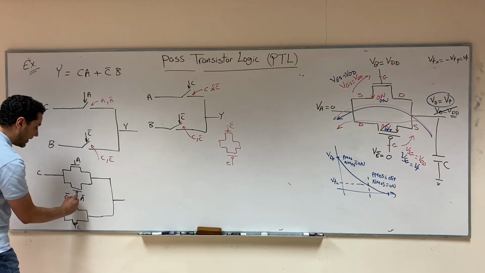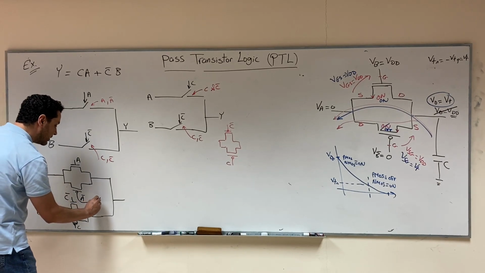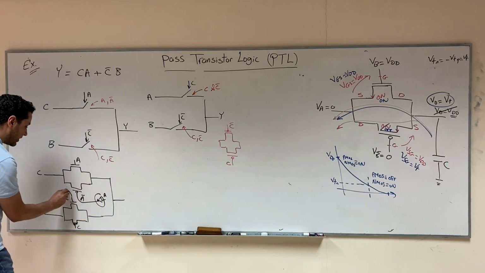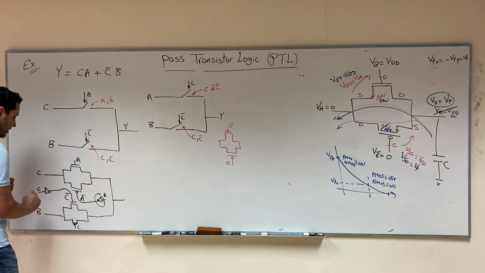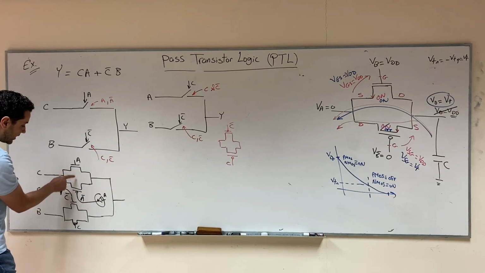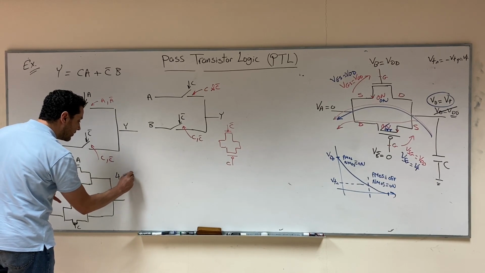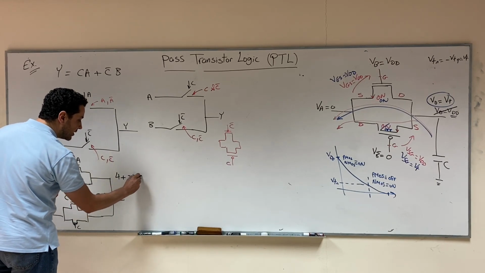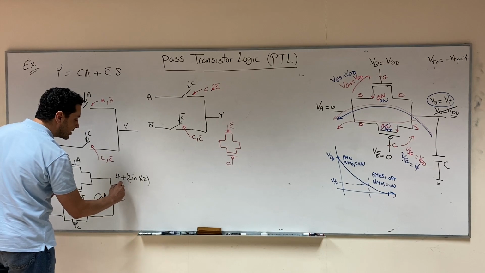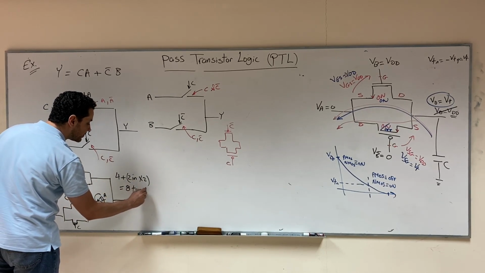But in order to get the A bar, you need to invert A, right? So you need an inverter here. And in order to get the C bar, you need to invert C. So you need an inverter for C here, right? So here, how many transistors did we use? We used 1, 2, 3, 4, in addition to 2 inverters. 4 plus 2 inverters. Each inverter uses 2 transistors, so you need 8 transistors.